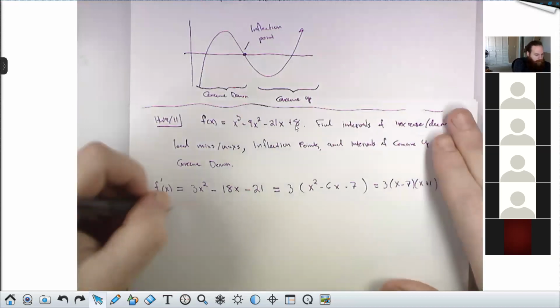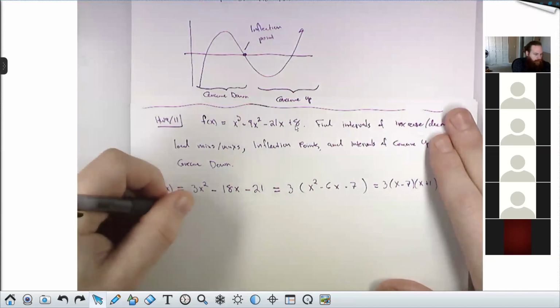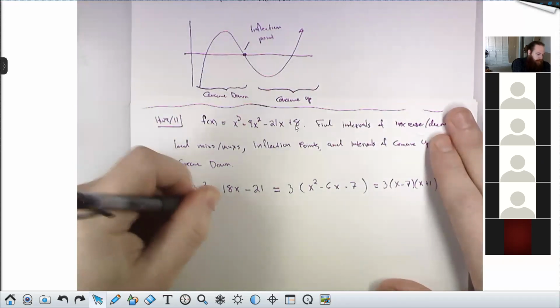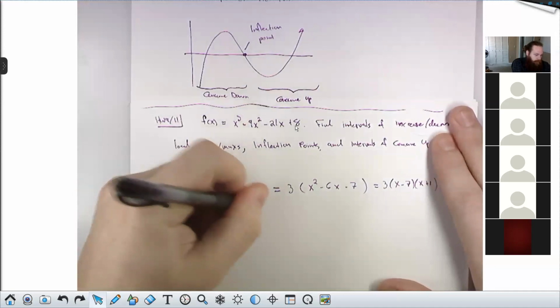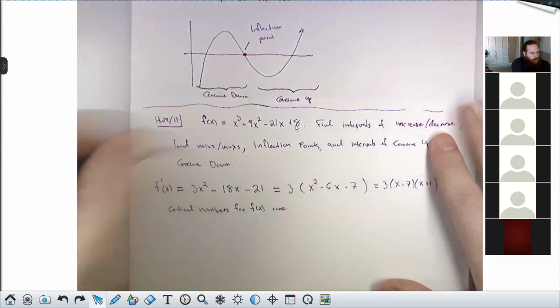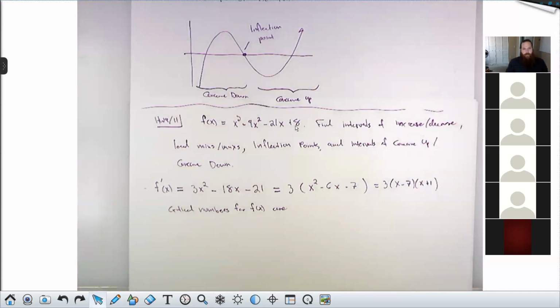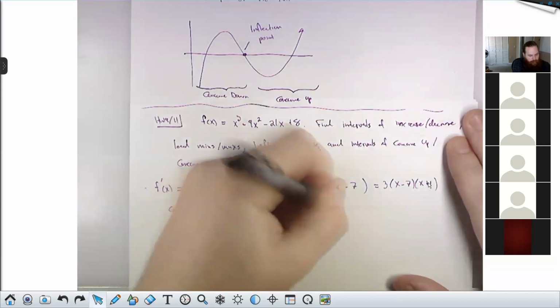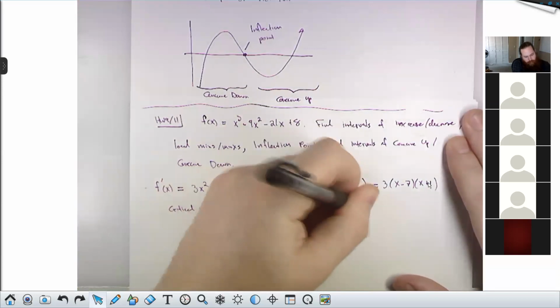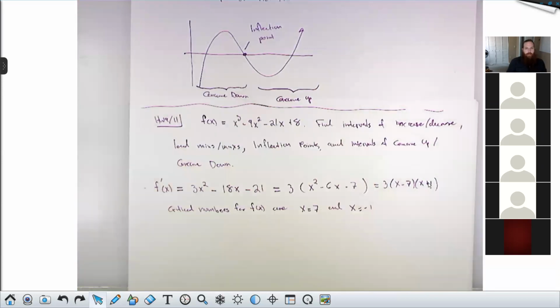So my critical numbers for f are places where f prime is either 0 or undefined. F prime is a polynomial, so it's never undefined, but it's definitely equal to 0 when x is equal to 7 or -1. So now I'm going to make my little number line.